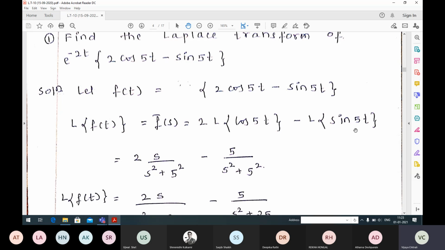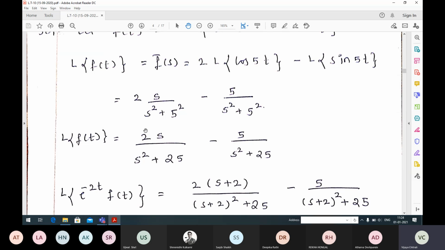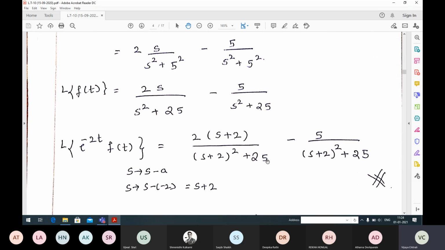Why? Because Laplace transform of sin at will be a divided by s square plus a square. In place of a we have pi. So simplify this. 2s divided by s square plus 25, because pi square is 25, minus pi divided by s square plus 25. Pi square is 25, right?